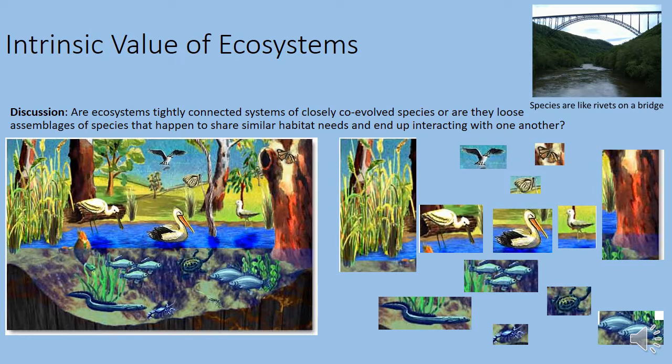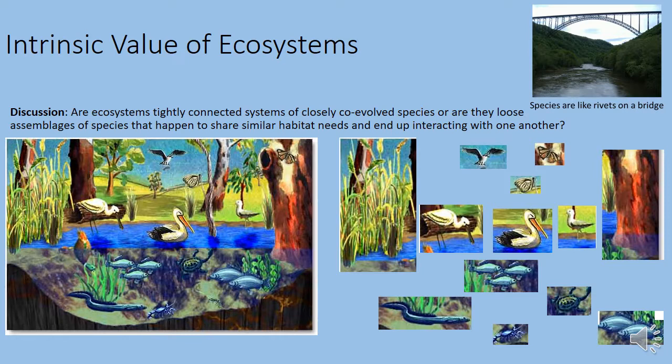So ecosystems can have an intrinsic value, right? And so that just means that the species that are there, they have a right to exist in and of themselves. We shouldn't play God and make them go extinct. Okay, and so there's these two ideas that these ecosystems are going to be tightly connected.